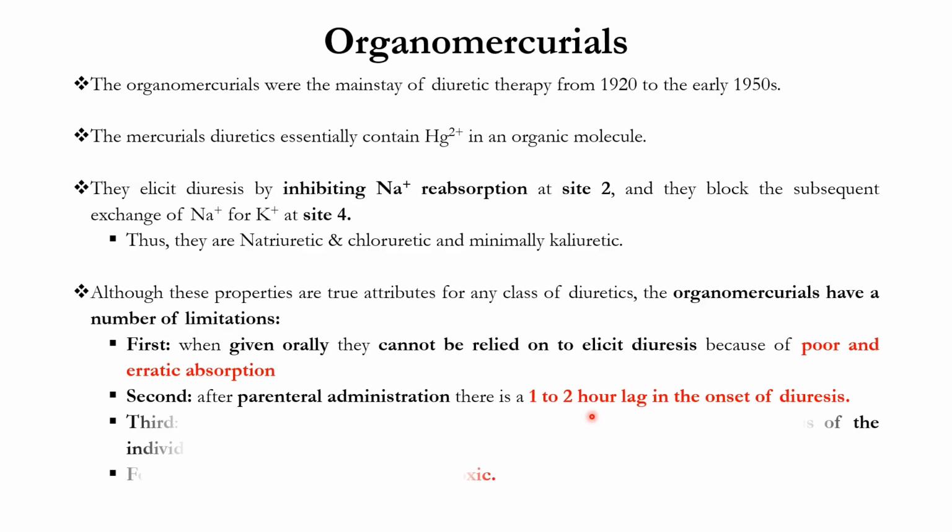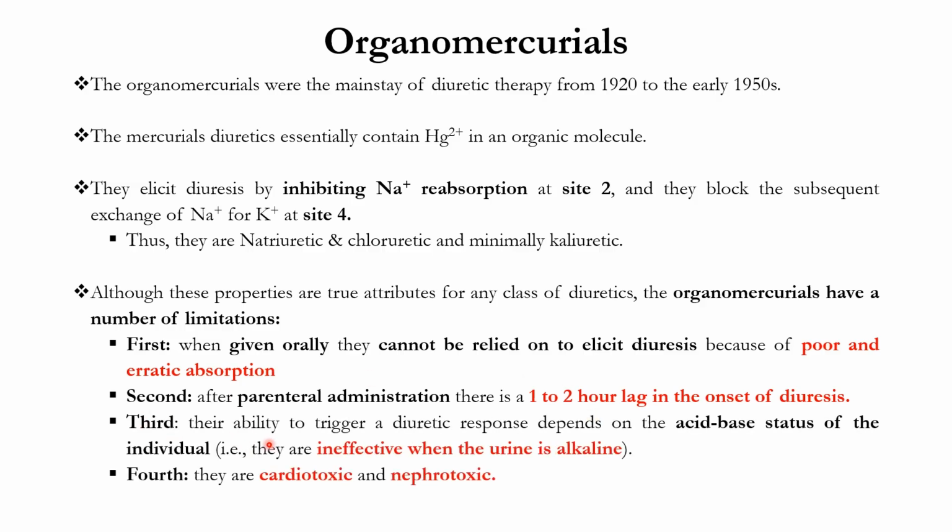The third problem is that their ability to trigger a diuretic response depends on the acid-base status of the patient. That means they are totally ineffective when the urine of the patient is alkaline. And the fourth limitation is that they are toxic. They have cardiotoxicity and also nephrotoxicity.